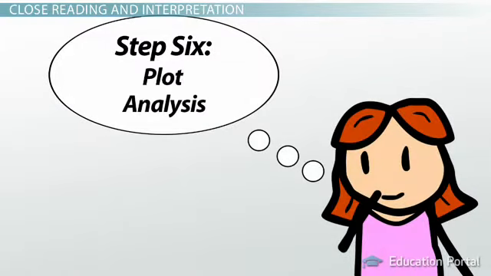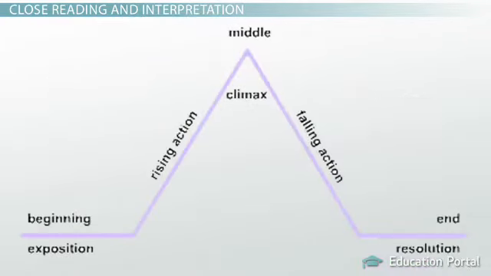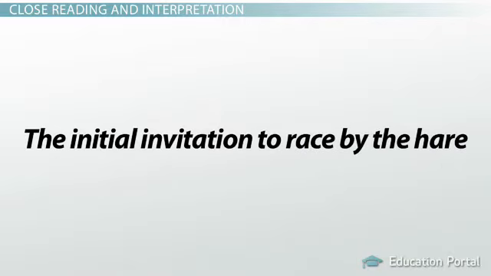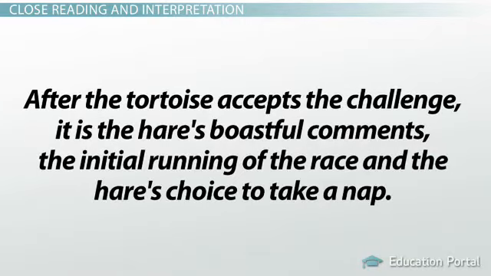Step 6, plot analysis. What more can we say about the plot? Well, we can figure out what the essential elements of the plot of the story are: the exposition, rising action, climax, falling action, resolution. The exposition here, the initial invitation to race by the hare. The rising action? After the tortoise accepts the challenge, it is the hare's boastful comments, the initial running of the race, and the hare's choice to take a nap.